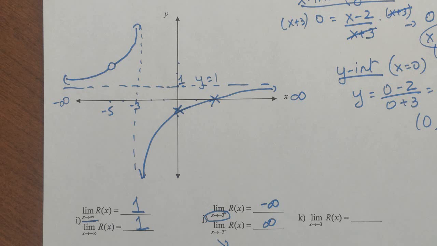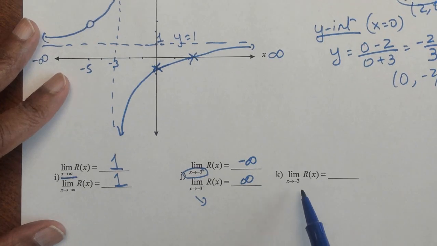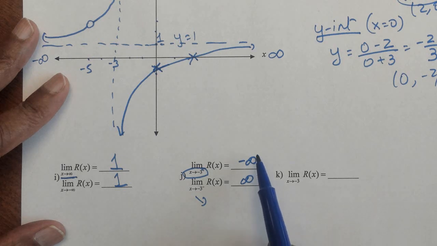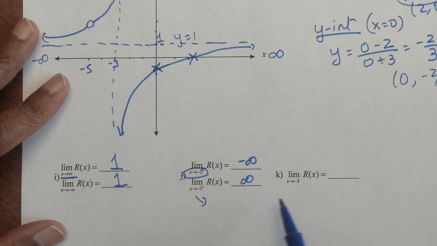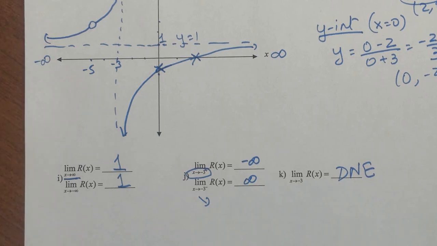And the last one says as x is approaching negative 3, but it doesn't tell you from the positive side or negative side. So you look at the values from the positive side and negative side. If they are different, you say it does not exist. This is going back to your unit 1, where if both of them are different, you say it does not exist. So this ends page 25.